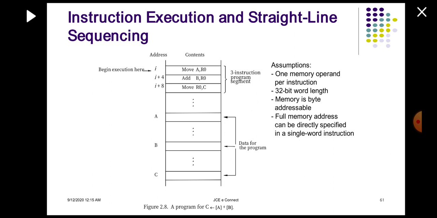So the program execution begins from the memory location I. It is a 3 instruction program segment. The full memory address can be directly specified in a single word instruction. The memory is byte addressable. Word length is 32 bits and the processor has a number of registers. We use a 2 address instruction format and the instructions are stored in successive memory locations starting at location I. Since each instruction is 4 bytes long, the successive instructions start at I plus 4, I plus 8 and so on.